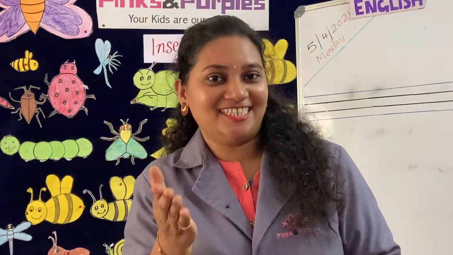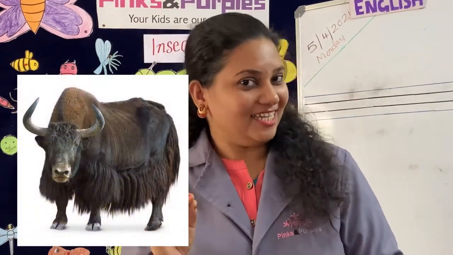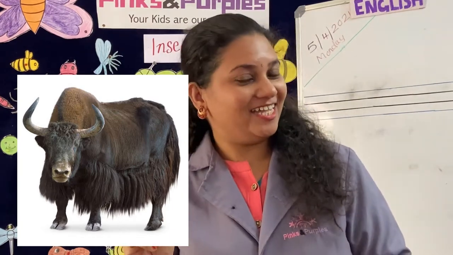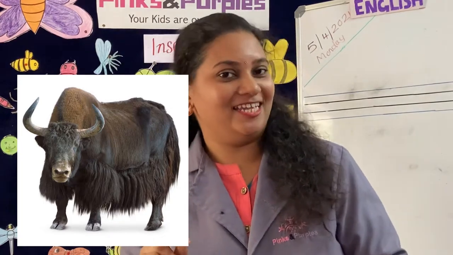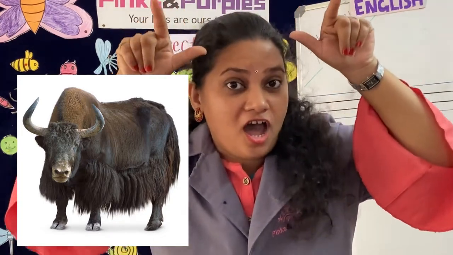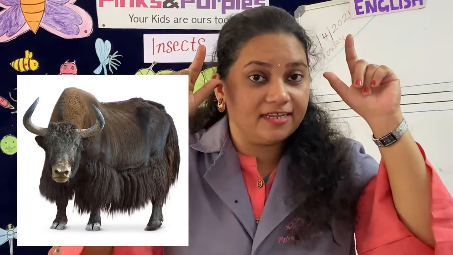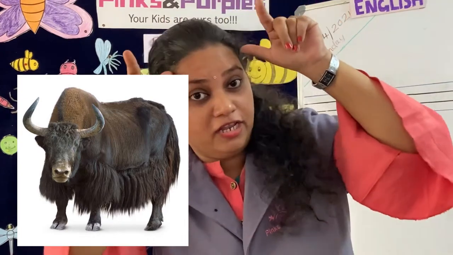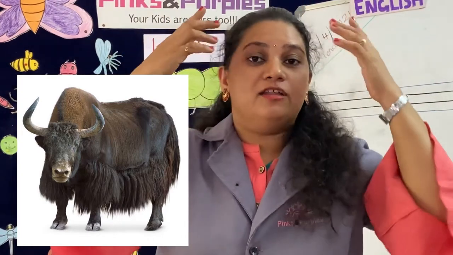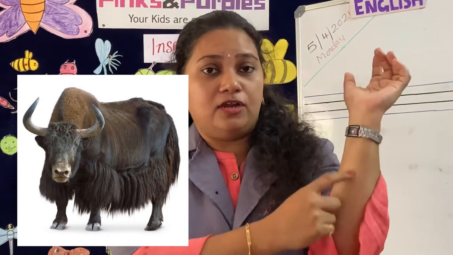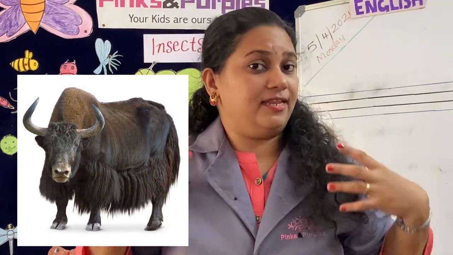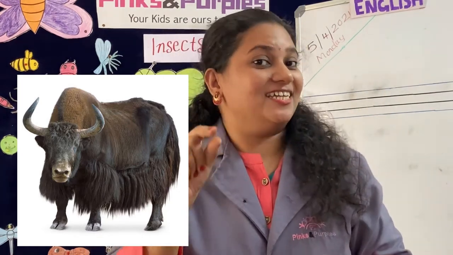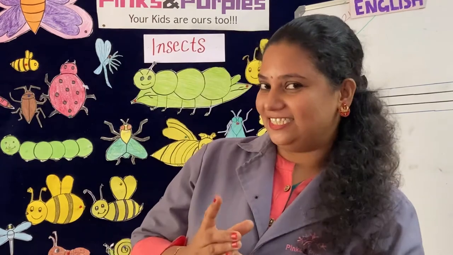Yacht. Next is yak. Y for yak. Yak is an animal. It has large horns. Horns means kombu. Yes, then long hairs. Yak has long hairs on its skin. Yes. Yak. Next is yo-yo.